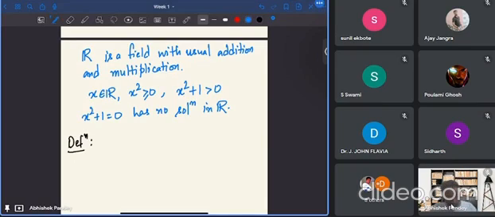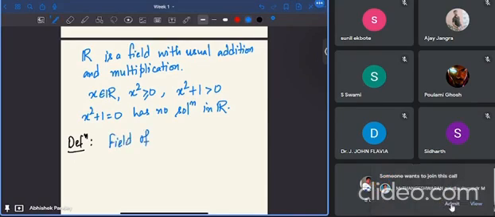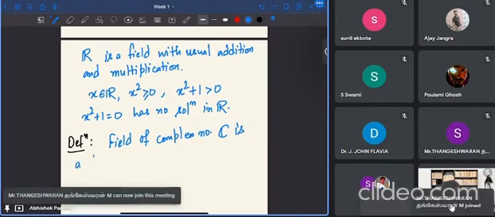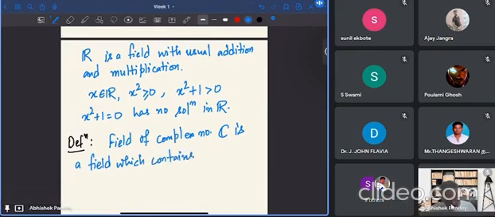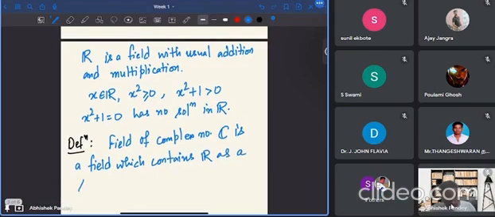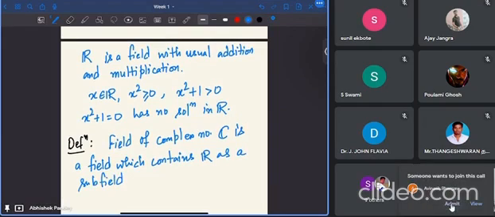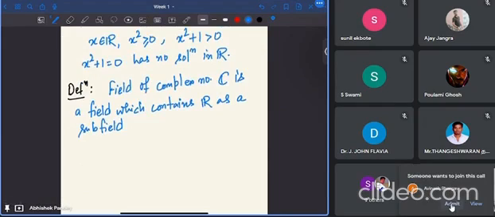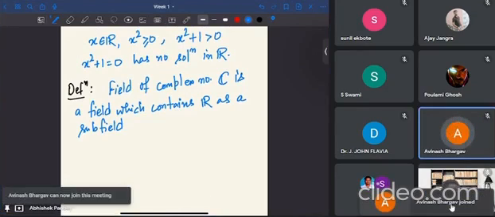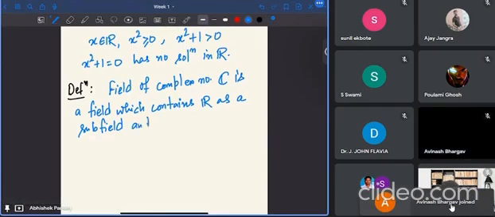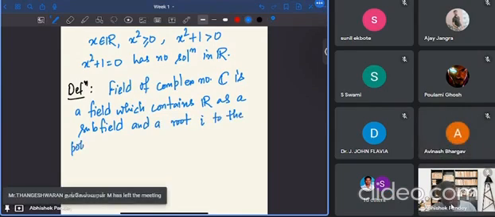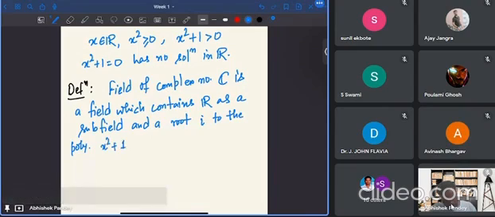Basically the field of complex numbers, let us say C, because later we will denote it by C only, is a field which contains R as a subfield and contains a root i of the polynomial x square plus 1.